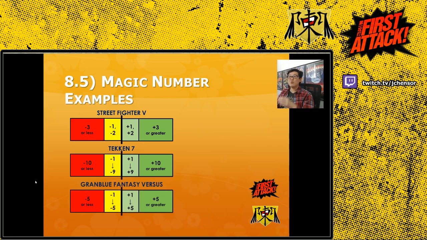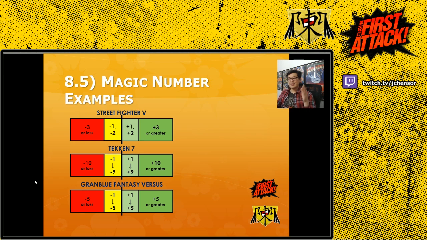We're going to look at one more example, Granblue Fantasy Versus. If you're +5 or greater, you are going to have a big advantage. If you're +1 to +5, then it's your turn. If you're -1 to -5, safe on block, but slight disadvantage, their turn. And -5 or less, you are punishable.